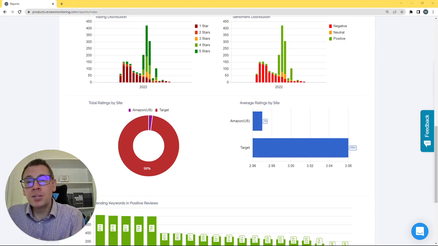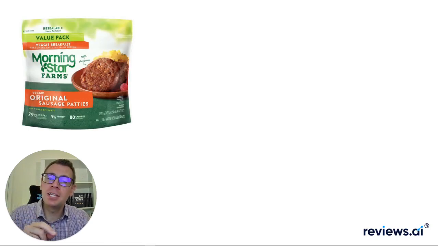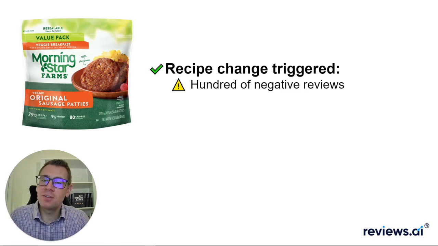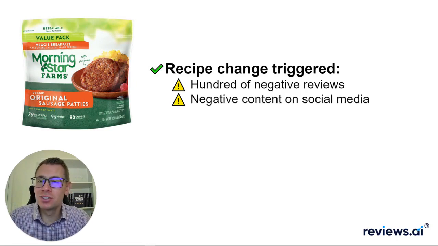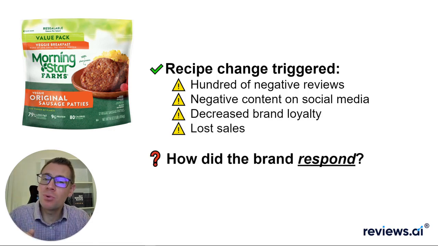If they can revert back to the old recipe, it's possible that they can reinstate the Amazon listing with great reviews. Changing the recipe of these original veggie sausage patties to vegan had a significant impact. It triggered hundreds of negative reviews, negative content on social media, decreased brand loyalty, and lost sales. Now we want to know, how did the brand respond?